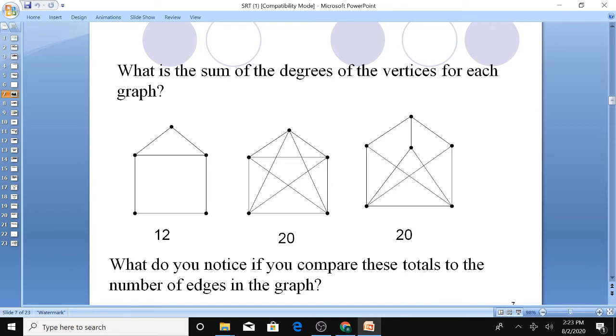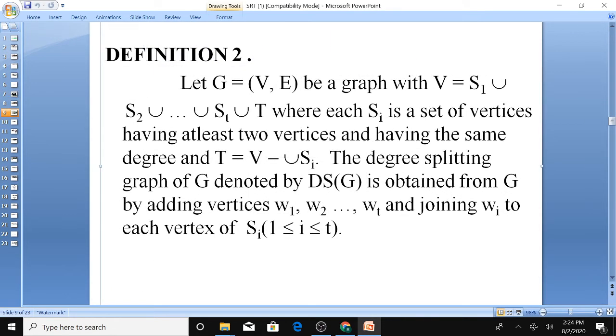Now we'll know about the sum of the degrees of the vertices of each graph. So in this first graph, the sum of the degrees of the vertices is 12, the second one 20, and the third one is also 20. The only thing we are doing is adding all the degrees of the vertices. Let us move to the main definition, which is the degree splitting graph of a graph G.